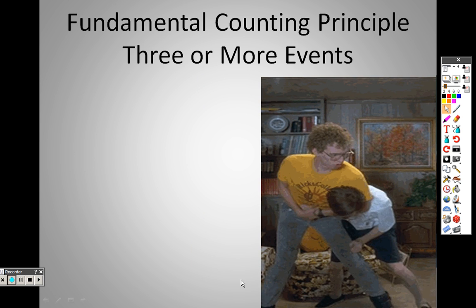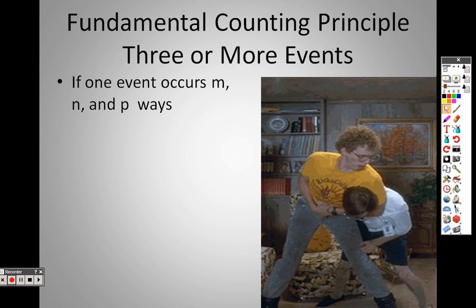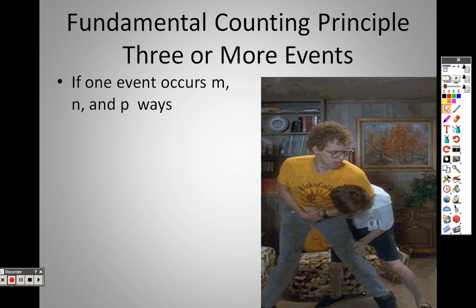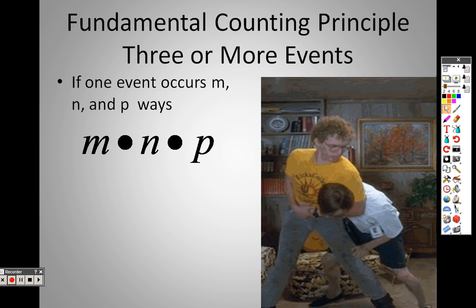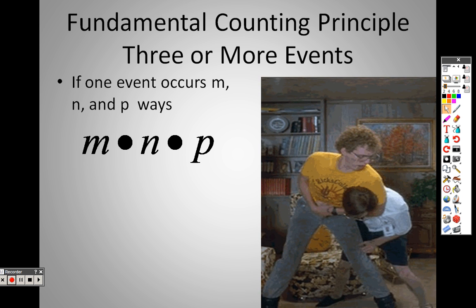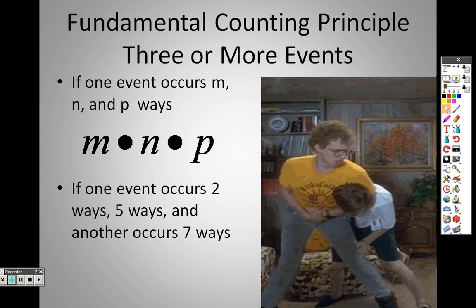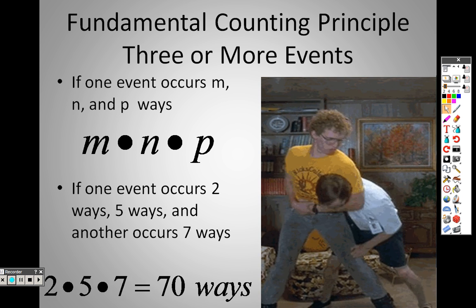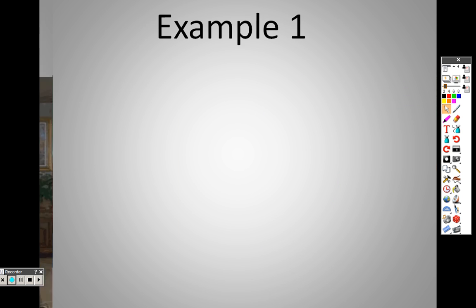Well, guess what? It can deal with 3, it could deal with 4, it could deal with 18 events, and it's still the same. What we're saying here is if you have one event that occurs m ways, another one that occurs n, and another one that occurs p, basically all you're going to do is multiply them all together, m times n times p. So if one event occurs 2 ways, and another one occurs 5, and another one occurs 7, all you're going to do is take 2 times 5 times 7, and it will occur 70 ways.